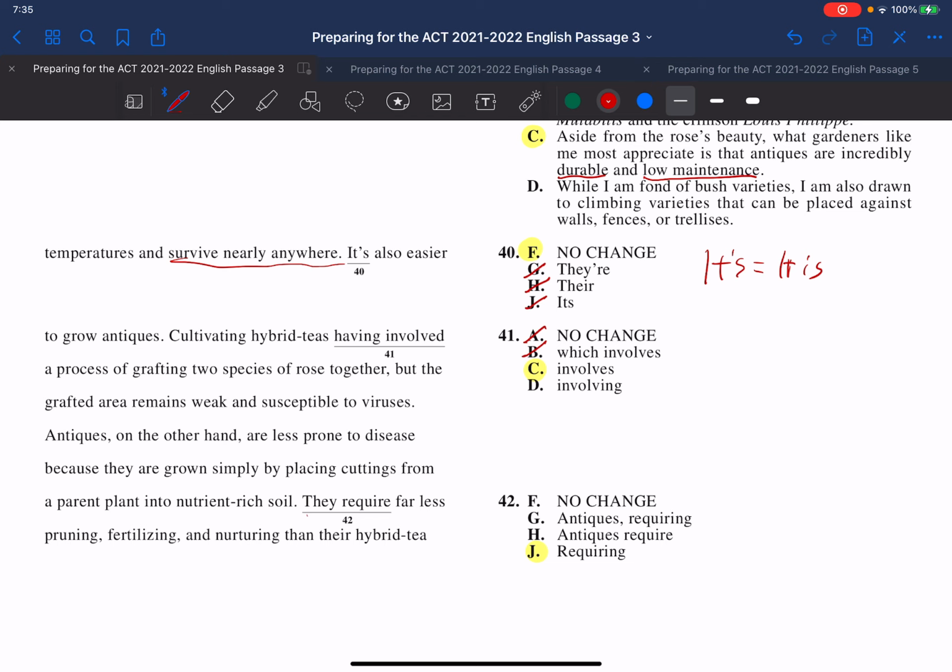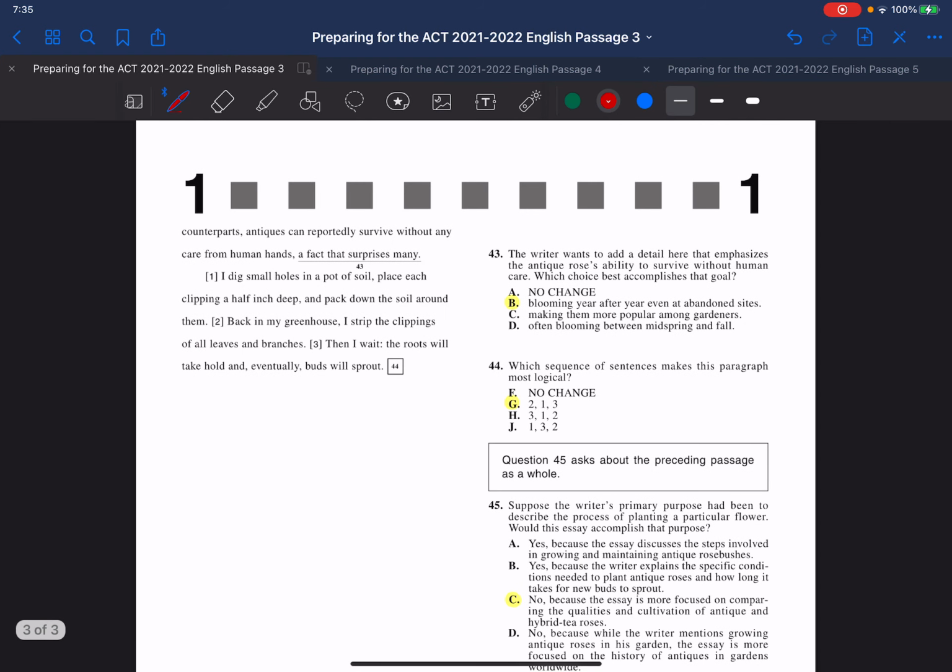So, they require, antiques require, antiques requiring far less pruning. Well, we don't want to make it passive. We want to say, okay, it's antiques that require it. Now, we don't need to say antiques because the "they" that's referred to here, we're still talking about antiques. We haven't changed the subject, so we don't need that. Now, I could be wrong, so let's check the next page.